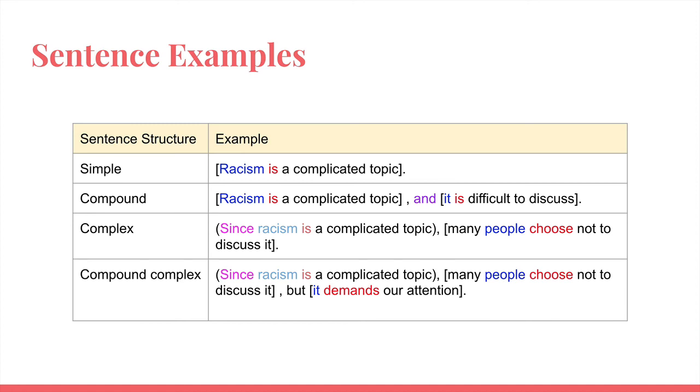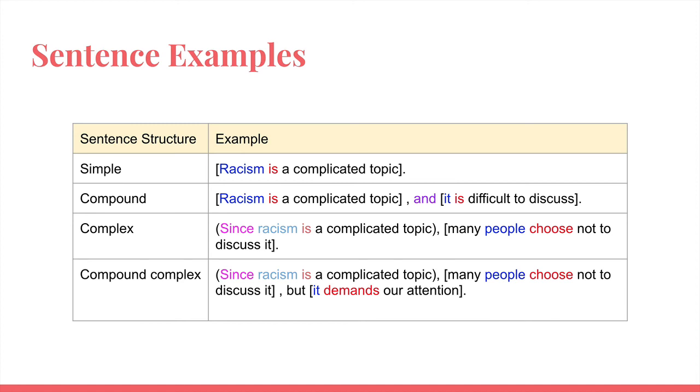And then finally, you have compound complex sentences, which is two coordinate clauses combined with any number of subordinate clauses. "Since racism is a complicated topic, many people choose not to discuss it, but it demands our attention." So in that case, your two coordinate clauses are "many people choose not to discuss it" and "it demands our attention." They both contain a subject and a predicate, and the fluff is "since racism is a complicated topic." That is not as important as the two coordinate clauses. So it goes at the beginning and it is followed by a comma because it is not mandatory information.